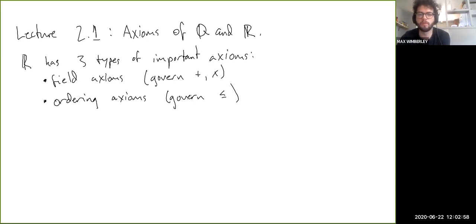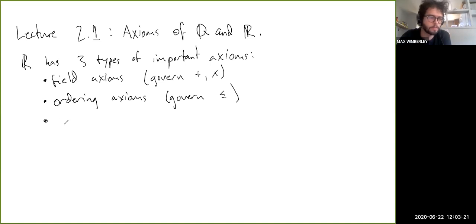So those tell you how, basically, the ordering axioms define the properties of this symbol less than or equal to, right? So when we say something is less than or equal to another thing, any of those statements that you can make obey these rules, okay? Of what it means for the real numbers to be ordered.